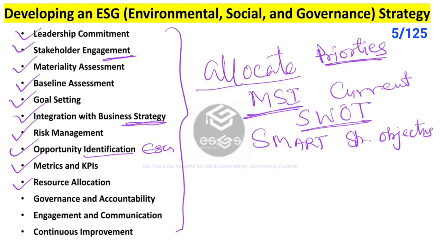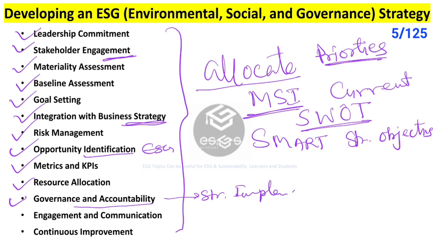of ESG initiatives effectively. In the next step, governance and accountability, we set and establish clear governance structure, the roles and responsibilities, the accountabilities for overseeing the ESG strategy implementation, and monitoring progress and ensuring accountabilities.